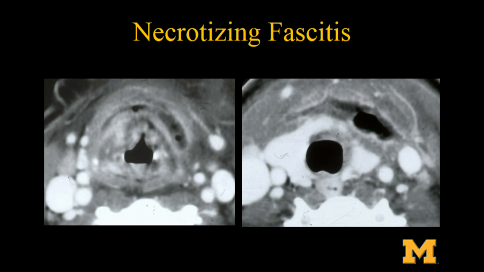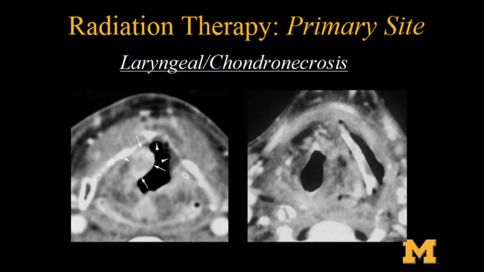And just to contrast this, this was a patient that had chemotherapy and radiation therapy, had air just outside of the thyroid cartilage, and this is just laryngeal chondronecrosis. So you can get air and chondronecrosis, but again, just to reiterate, the key to making this diagnosis is no history of prior treatment.